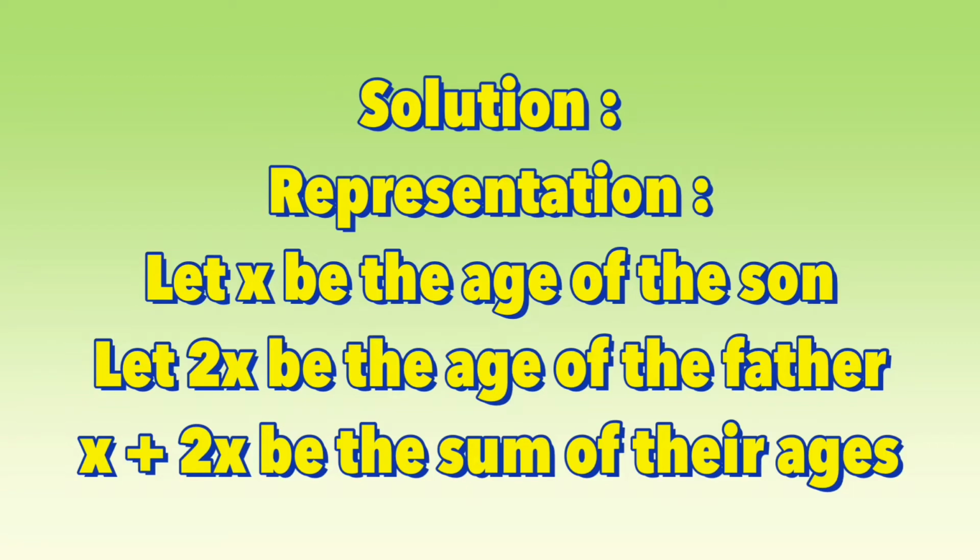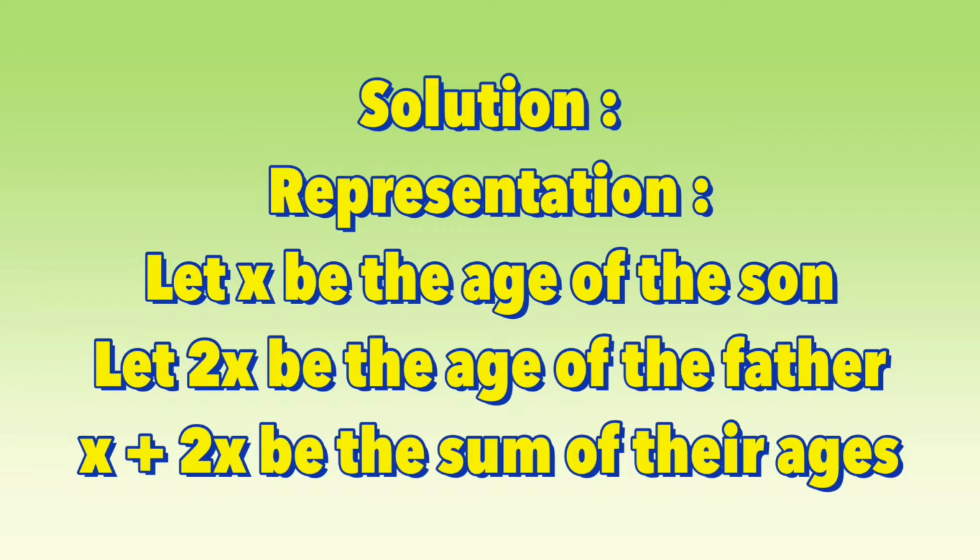Then we're going to analyze the age of the son, which we do not know. That's why we're going to represent this as x, and the age of the father is twice, meaning 2x. So let x be the age of the son, 2x the age of the father, and the problem stated the sum, meaning to say we're going to add the x and the 2x, where x is the son and 2x is the father.